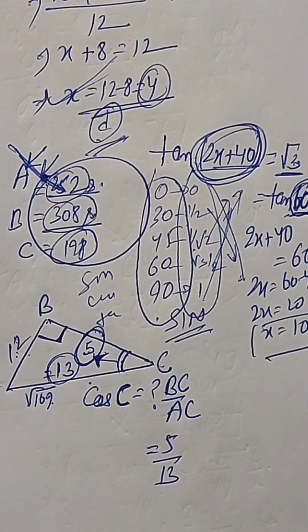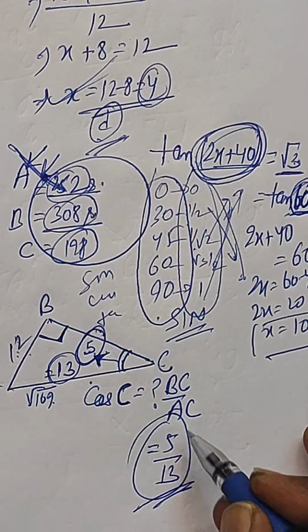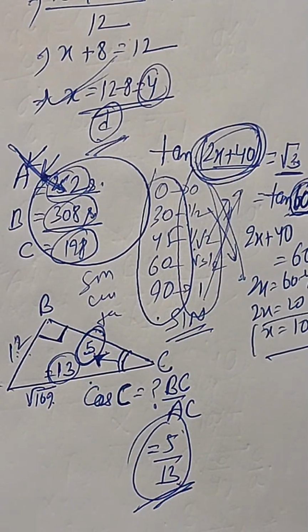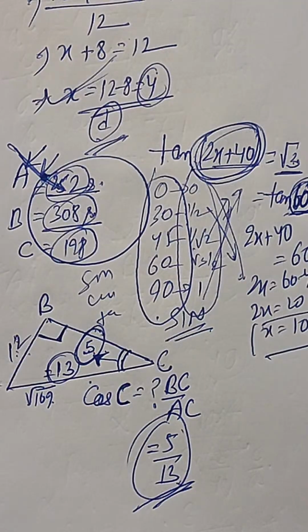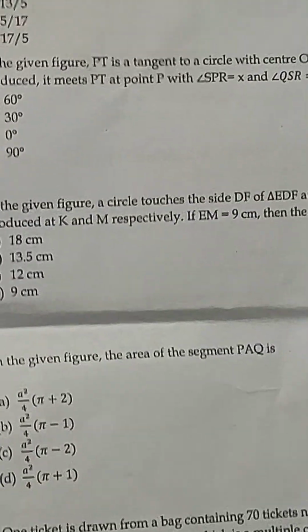Oh, Abhishek already secured 5 by 13. You secured 1 marks, not 5 by 13. Sorry, extremely sorry. Your answer is correct, I mean to say. Okay. So now quickly coming to the next question.